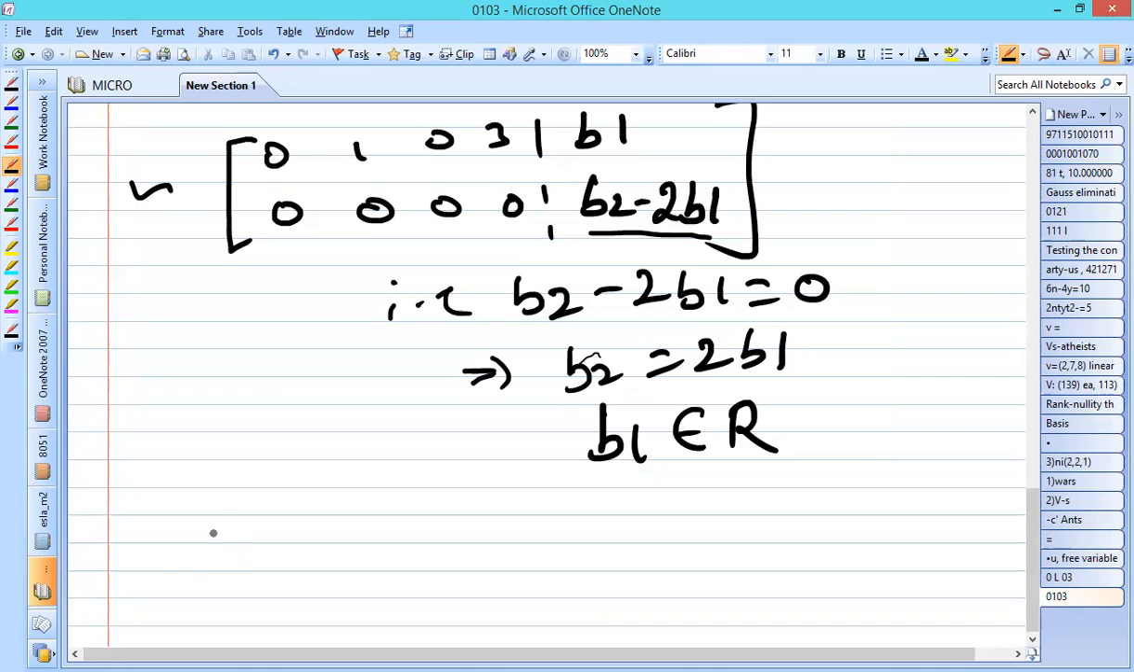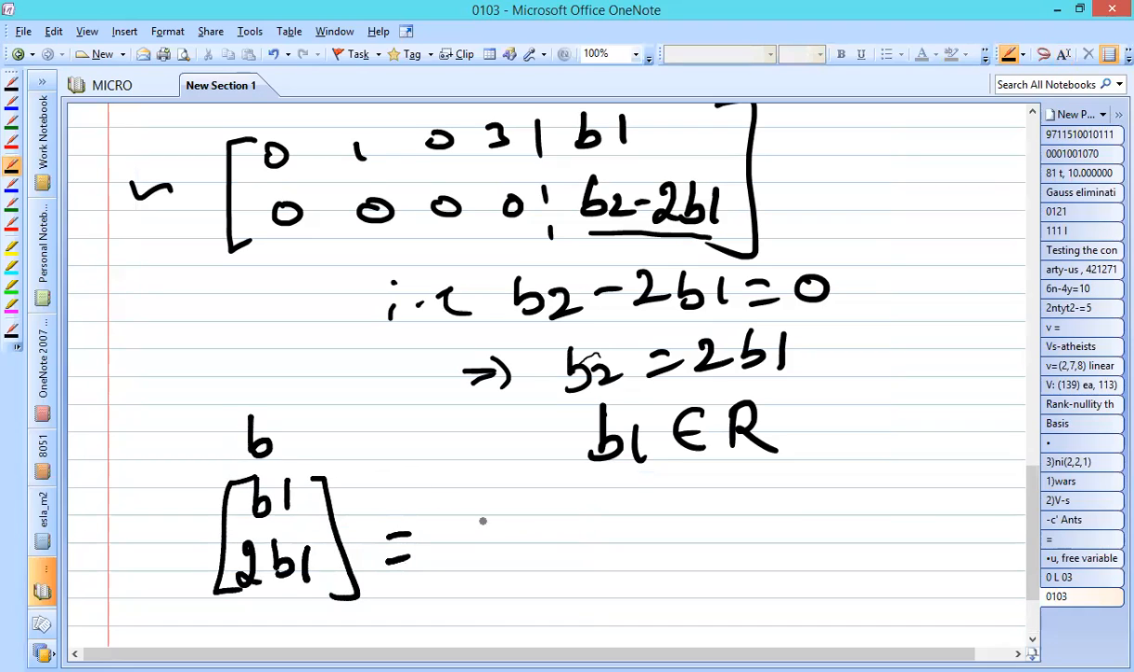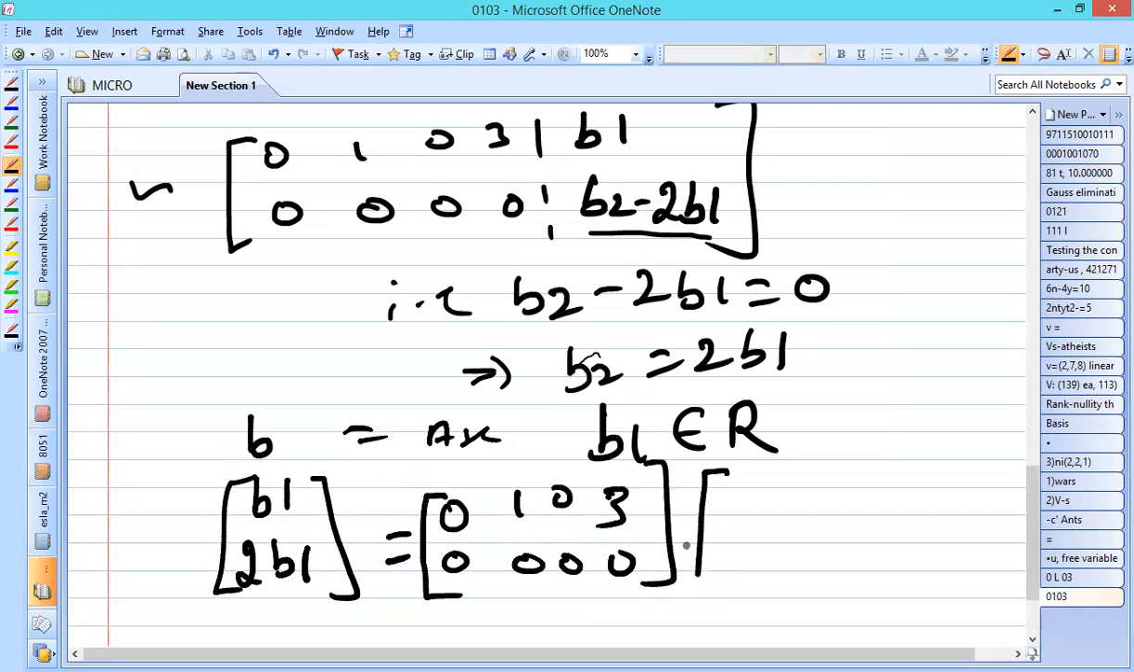In order to obtain the complete solution, now we know the value of b1 and b2. b1 is b1 itself and b2 is replaced as 2b1. So this is the vector b on the right-hand side, which is equal to Ax. Now I'll be writing the matrix of Ax in the reduced form: 0 1 0 3, and in the second row we have 0 0 0. Now in order to get the complete solution, we have already obtained the special solution. Now we need a particular solution for this.